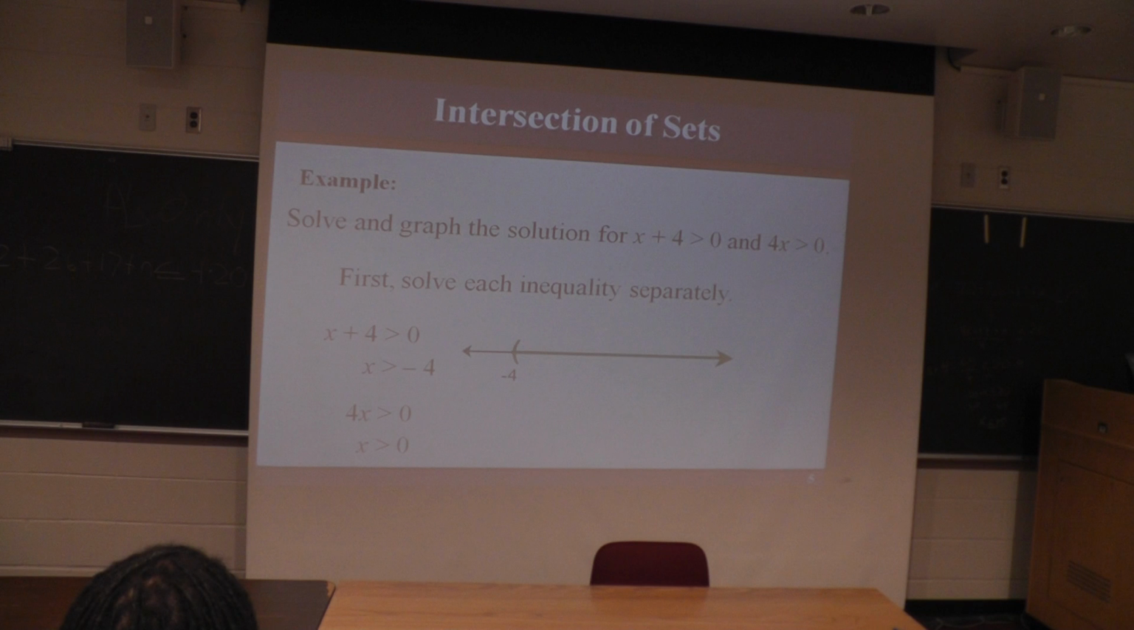And then what does the graph look like? There is a graph. It's going to be 0 going to the right. Is it going to be an open or closed circle? Open. Why is it open? Because it's not equal to. So we have a graph.